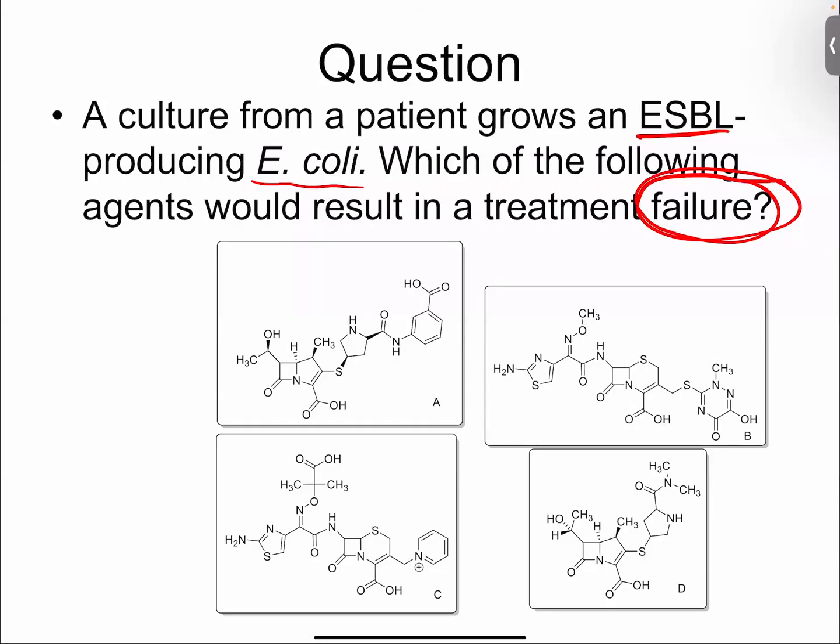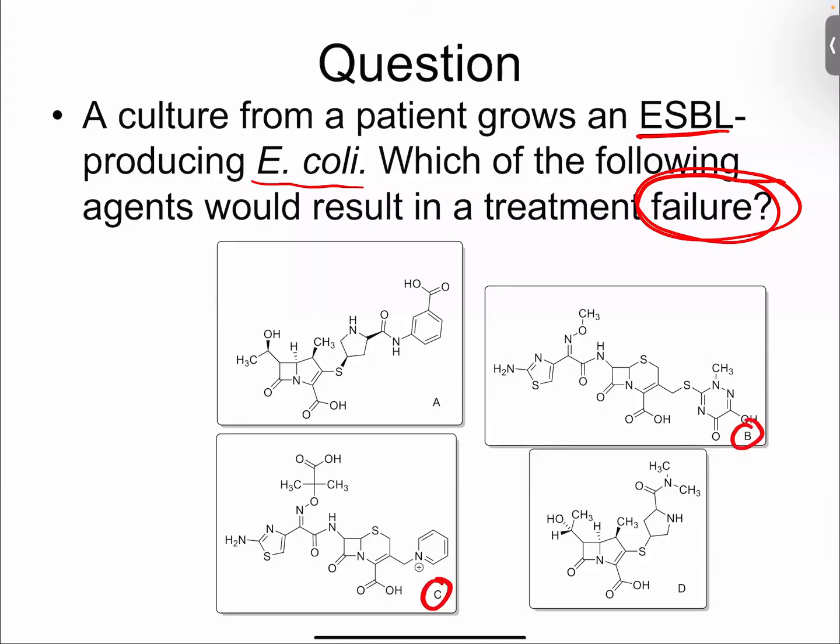Yeah, you said it, Andy. Cephalosporins. So if you know that ESBLs like to hydrolyze cephalosporins, can you right now look at those four molecules on the screen and pick out the cephalosporins? Or will you be able to by the end of this week too.